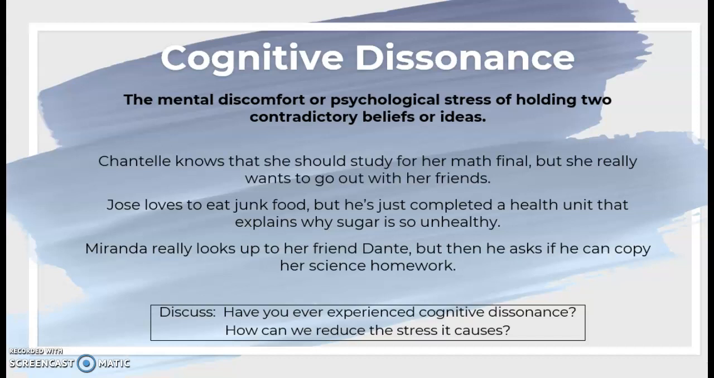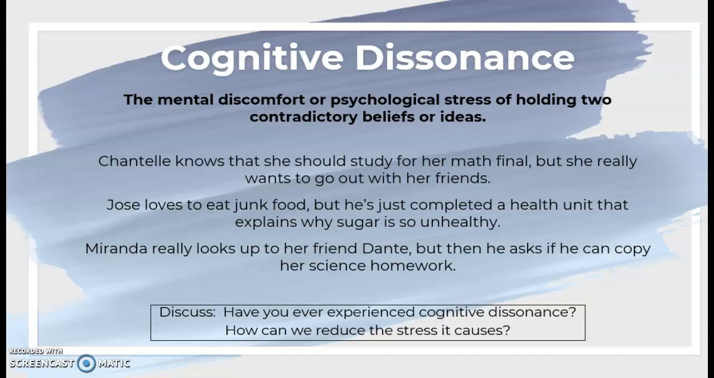Another one is that Jose loves to eat junk food, but he's just completed a health unit that explains why sugar is so bad for the body. So knowing that something is bad for you, but really wanting to do it anyway, is a kind of cognitive dissonance. And one of the ways to reduce that stress is to rationalize, right? To come up with reasoning that sort of justifies or rationalizes a bad decision.